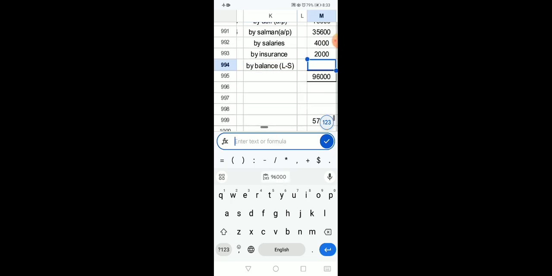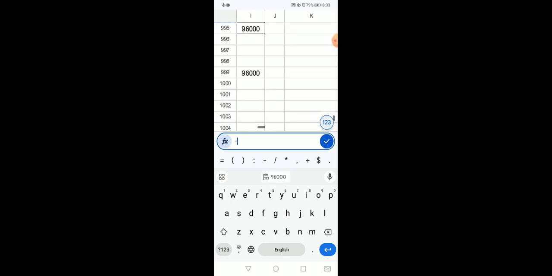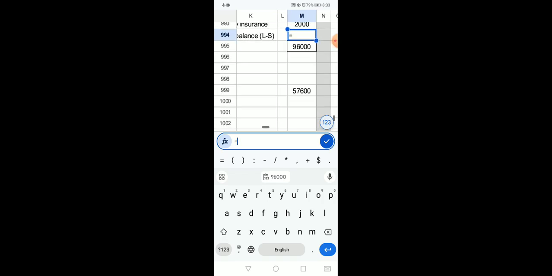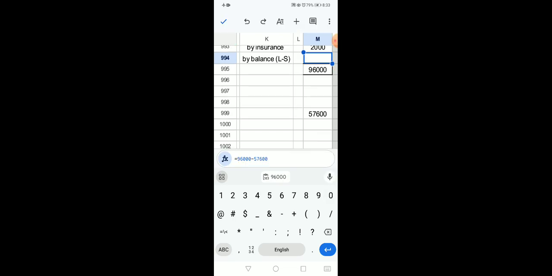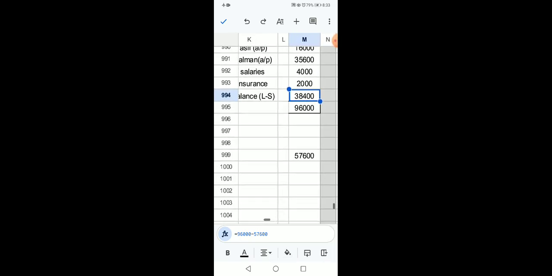So calculate balance. Here are two balances, 96 and 57. Larger sum was 96,000 and you will subtract smaller sum, which is 57,600. This way you have calculated your initial balance. The first step is completed of calculation of balance. But right now what you will do, you will bring this balance brought down to the opposite side. You have calculated this balance on credit side. What is opposite side? That is credit.